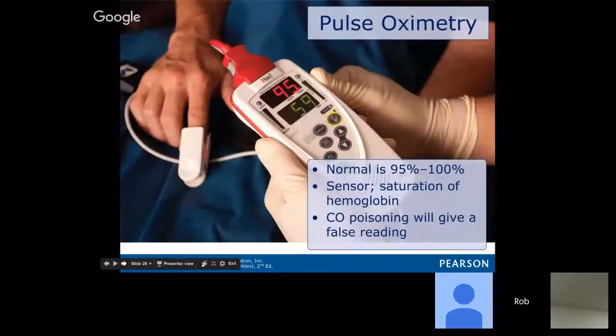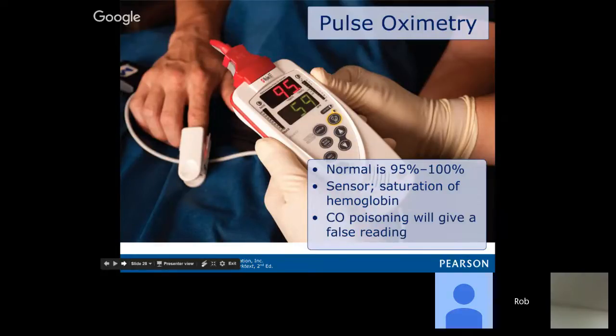All right, pulse oximetry. I'm going to get on another soapbox here. Normal is 95 to 100%. The sensor picks up saturation of hemoglobin. CO poisoning will give you a false reading.